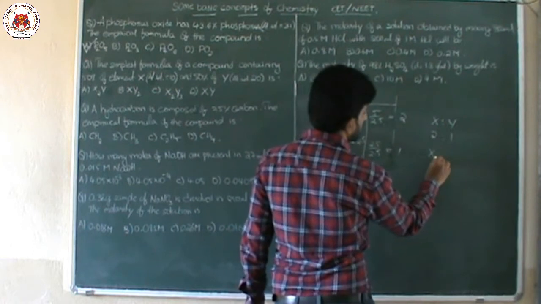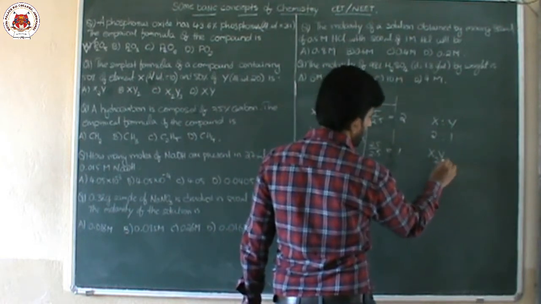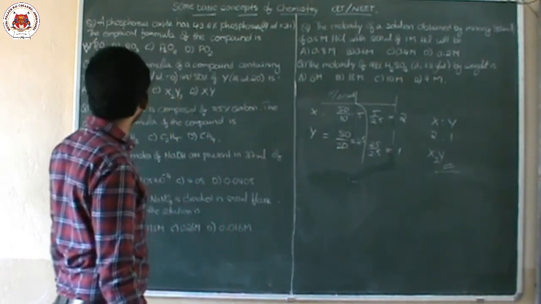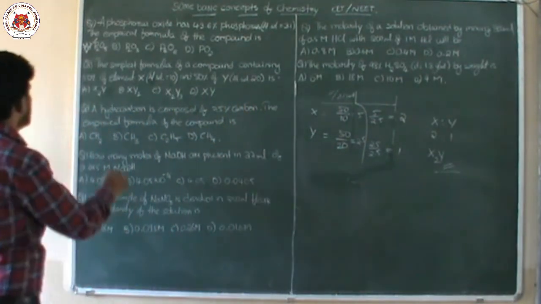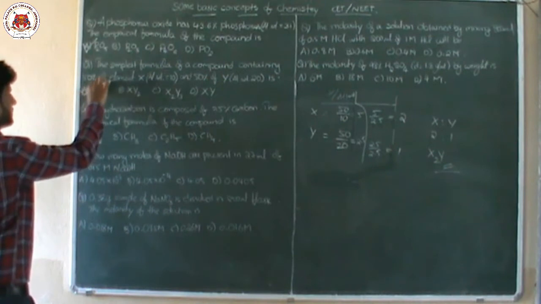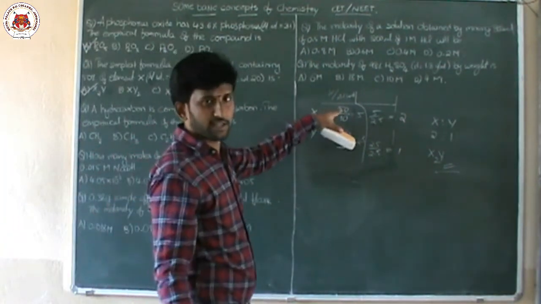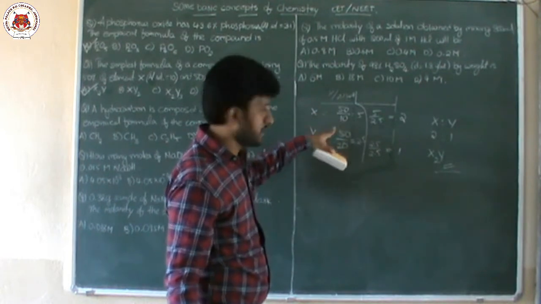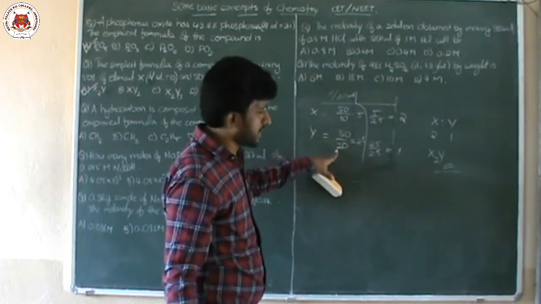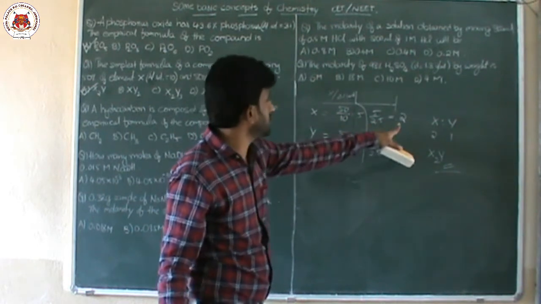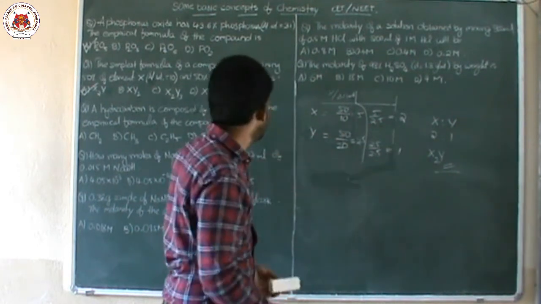That means the formula should be X2Y. So where is X2Y? In option A. X is 50% divided by atomic weight 10, Y is 50% divided by atomic weight 20, giving 5 and 2.5. The simple ratio is 2 and 1.